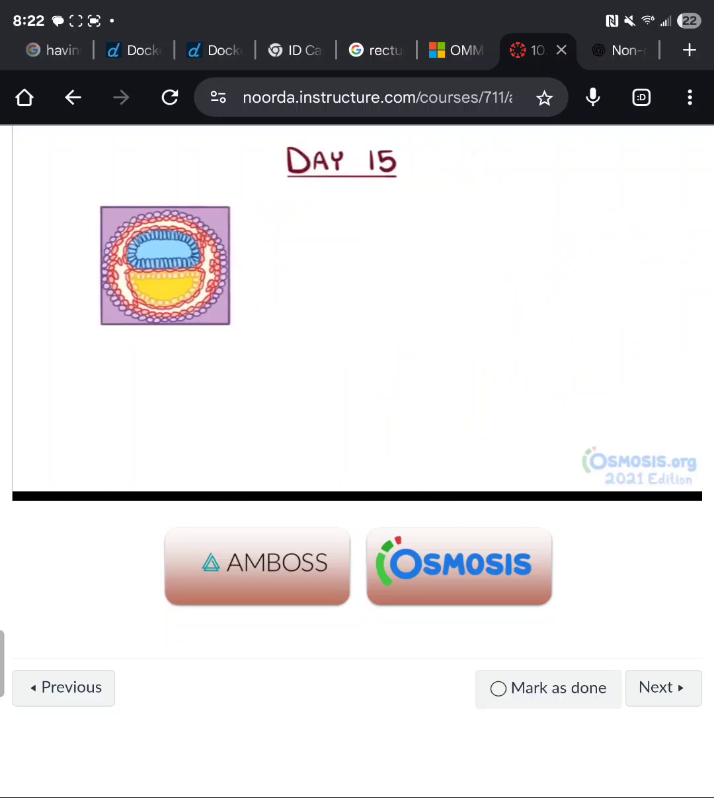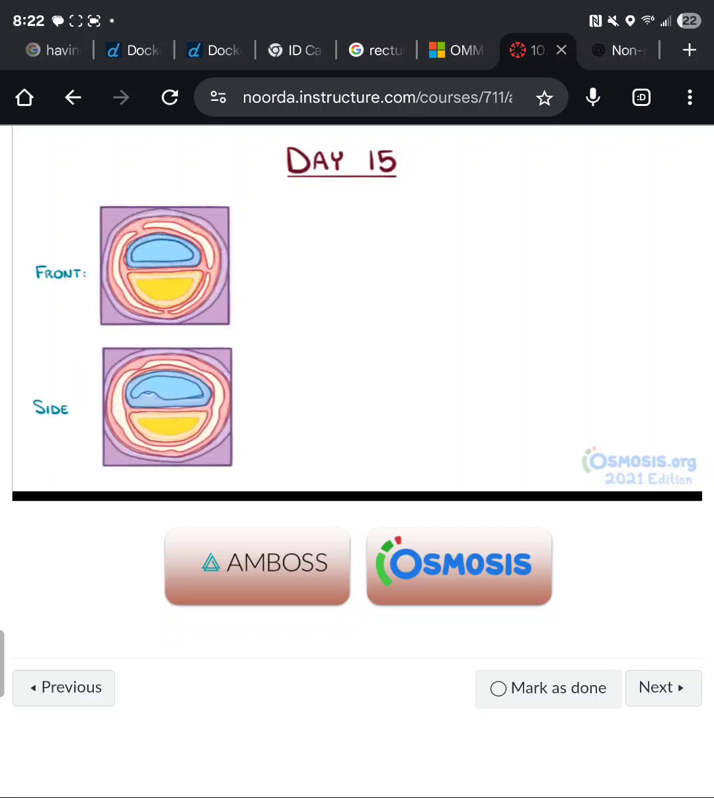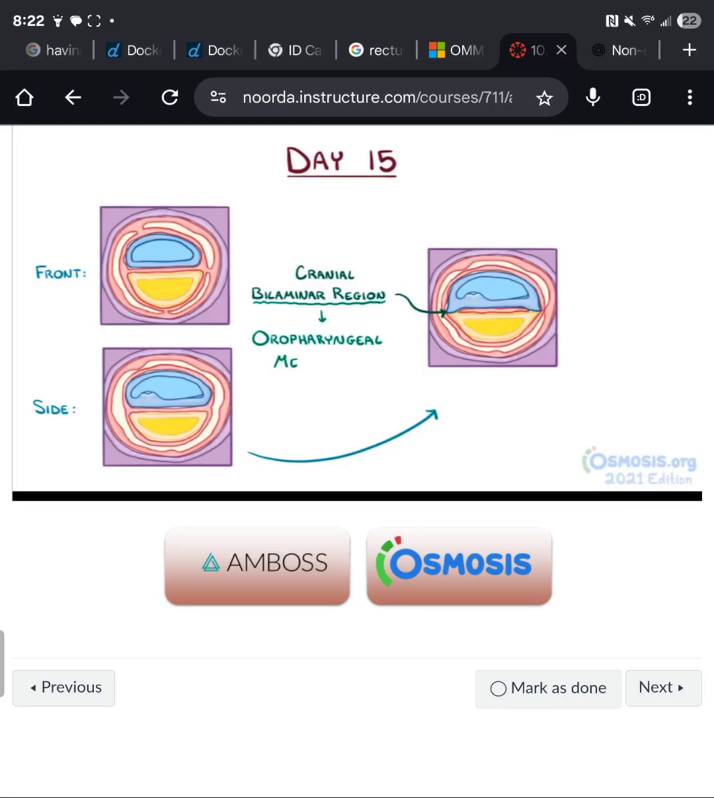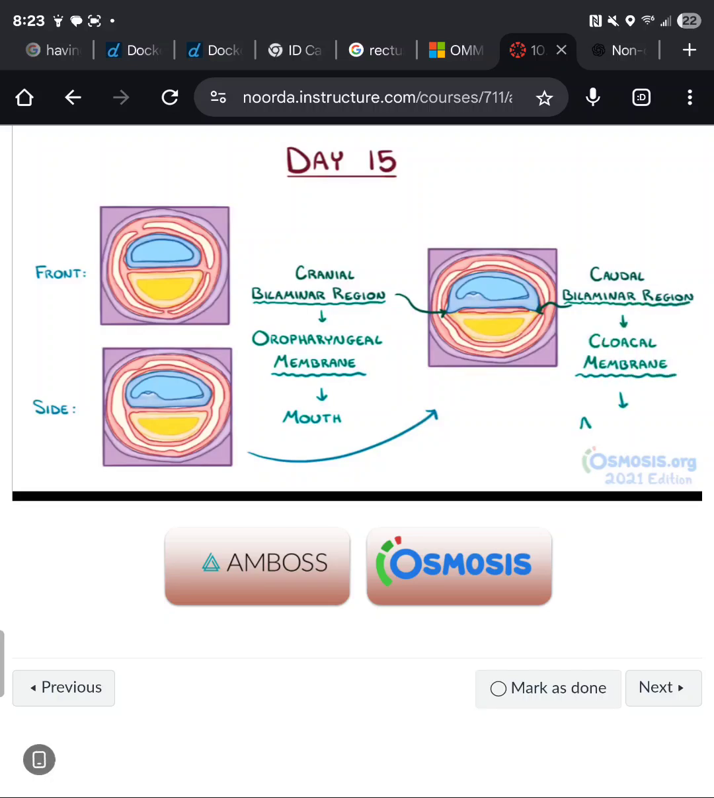Around day 15 of development, two areas of the ectoderm layer, one in the cranial region and one in the caudal region, push ventrally and fuse with the endoderm layer, excluding the mesoderm layer entirely, and forming two bilaminar regions in an otherwise trilaminar disc. The cranial bilaminar region develops into the oropharyngeal membrane, which eventually disintegrates in week 4 to form the opening of the mouth. The caudal bilaminar region develops into the cloacal membrane, which eventually disintegrates in week 7 to form the opening of the anus and genitourinary tracts.